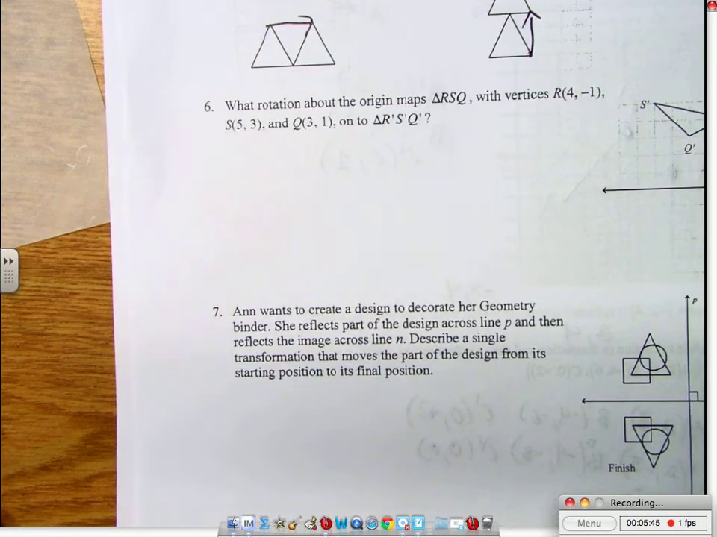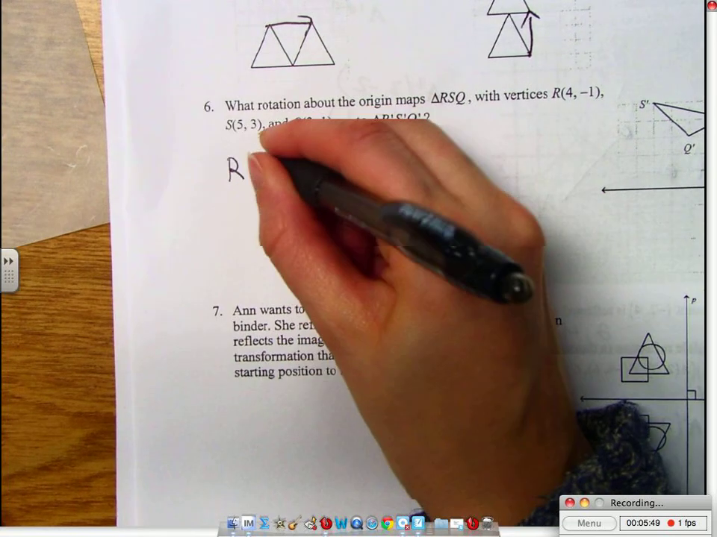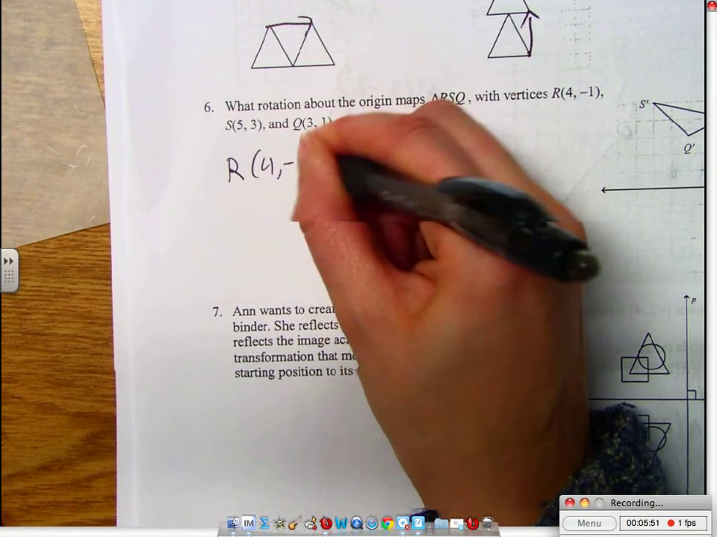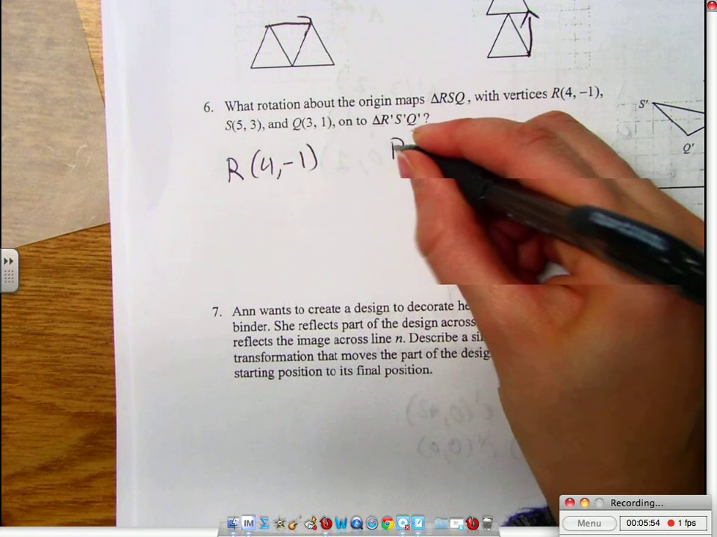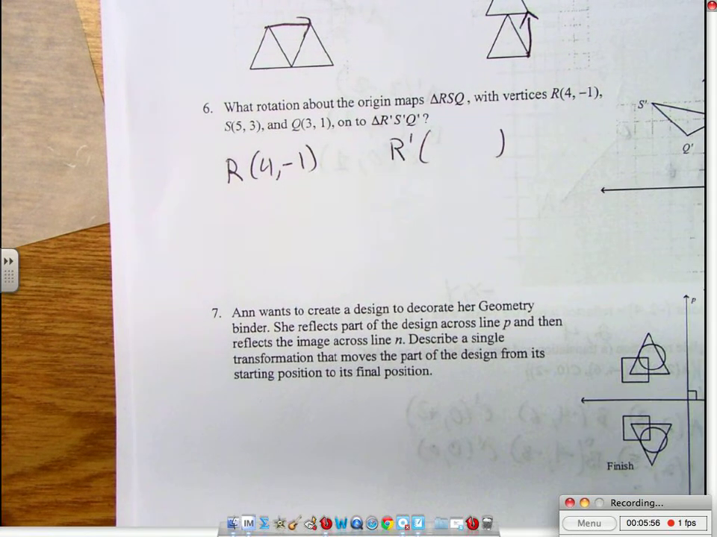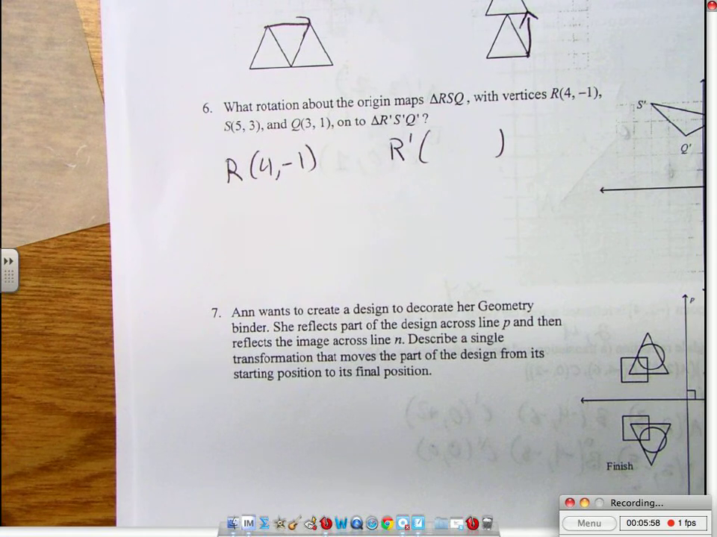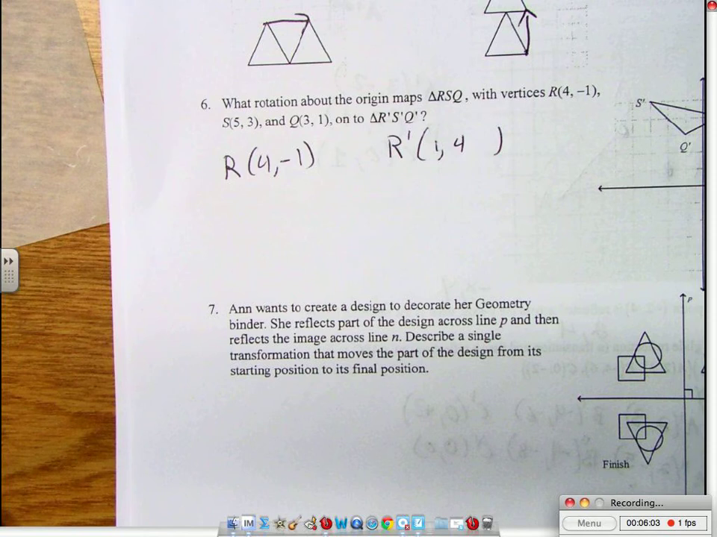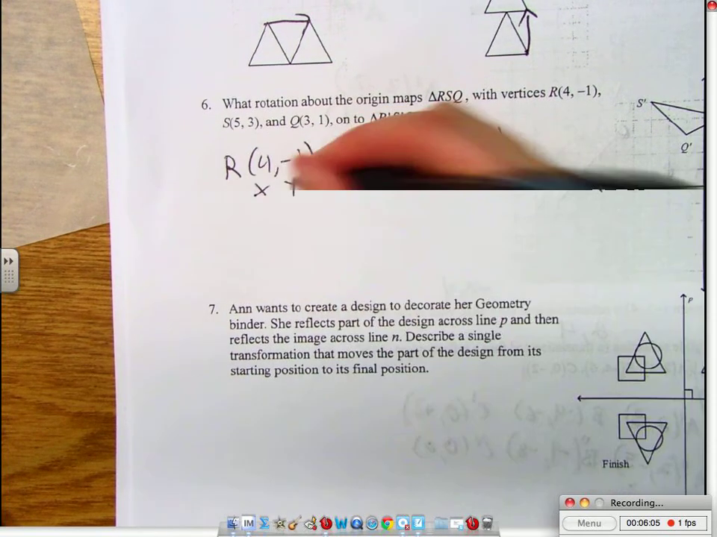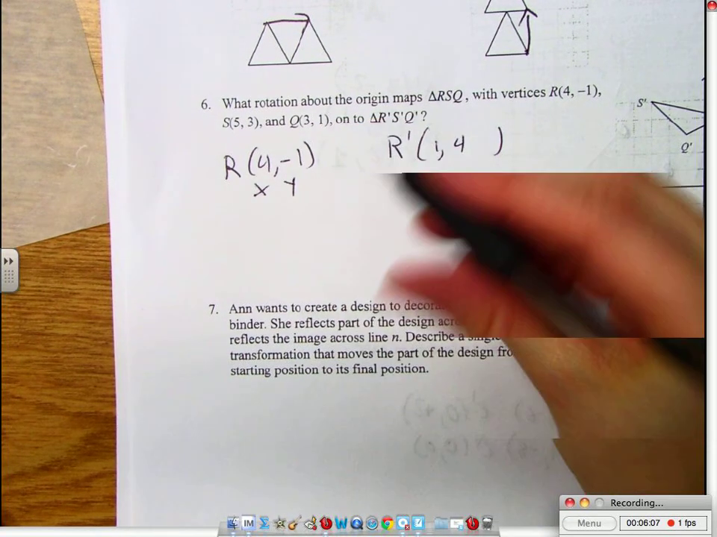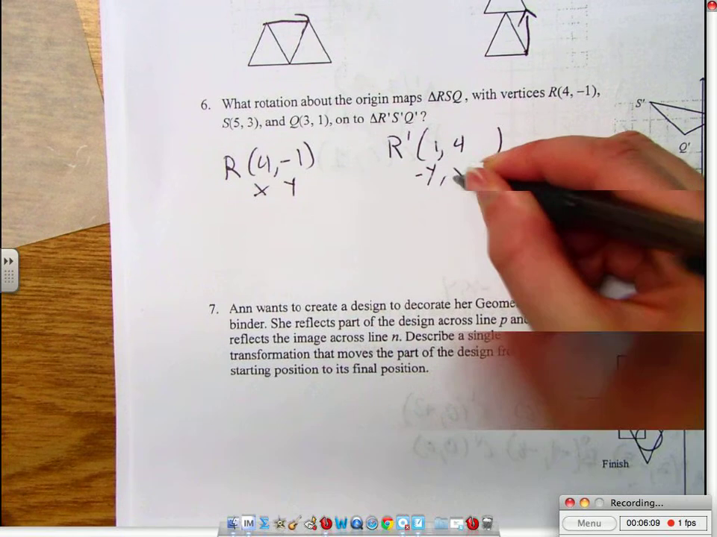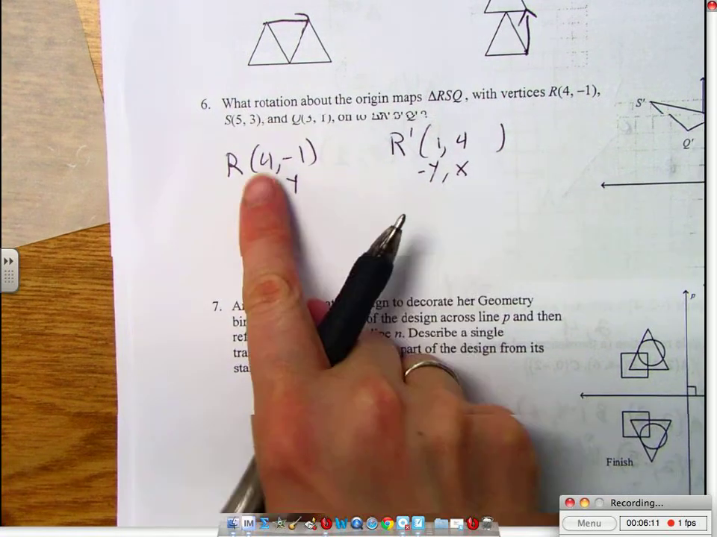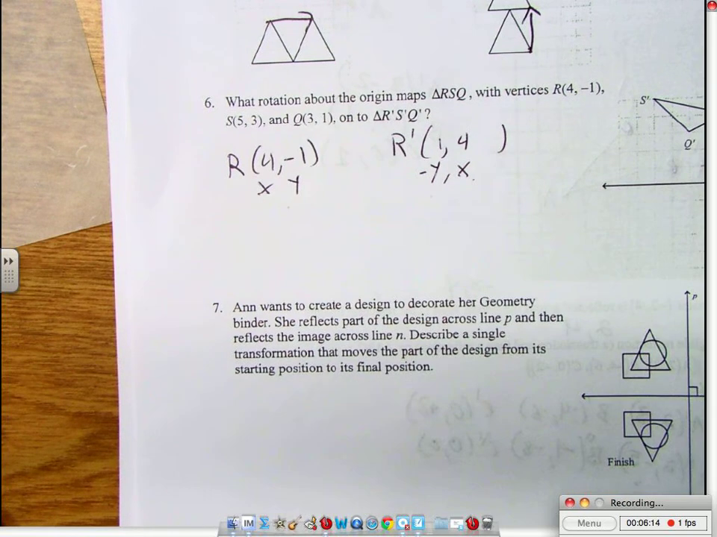All right. We're looking at number 6 then. I'm just going to pick a point to look at. I'm going to look at R, which is 4, negative 1. Now, what happens when I go to R image? What point is that at? 1, 4. Okay, so I went from x comma y to negative y comma x. Do you guys see that? See how my x went there, y went there, and I changed the sign?